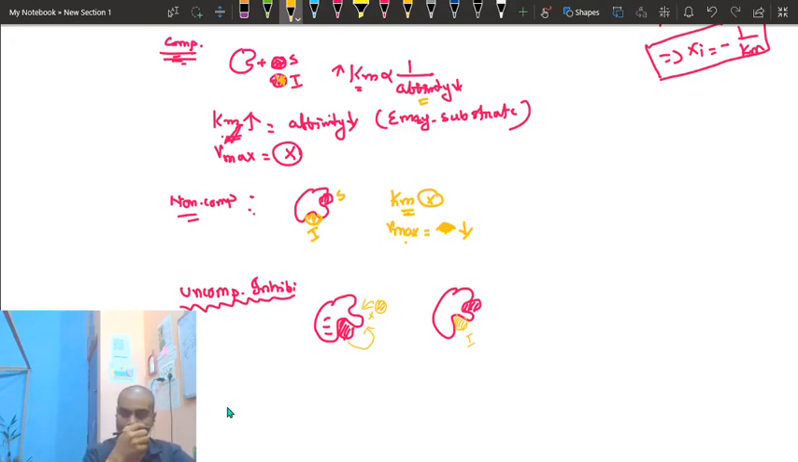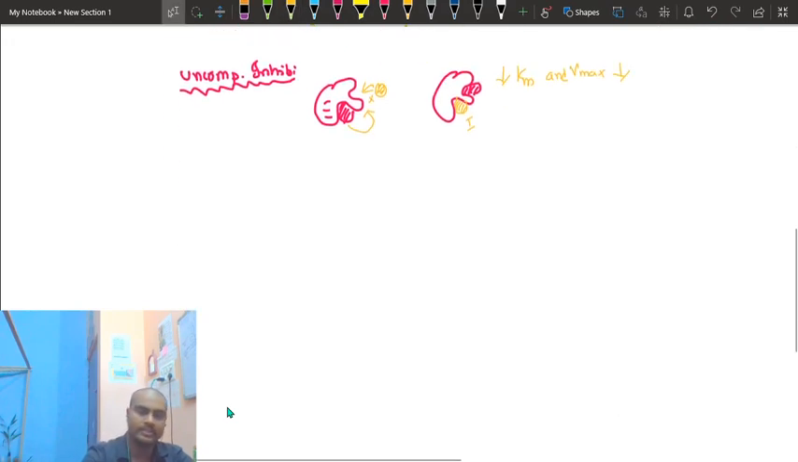So in case of uncompetitive inhibition, basically Km and Vmax will both get decreased, right? So here the Vmax will decrease and Km will also decrease. So this is all about uncompetitive inhibition. Now we will have to talk about mixed inhibition.